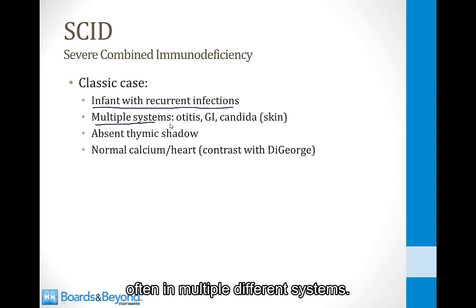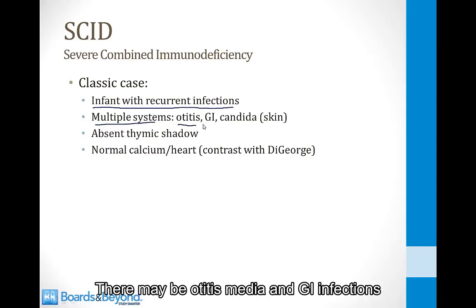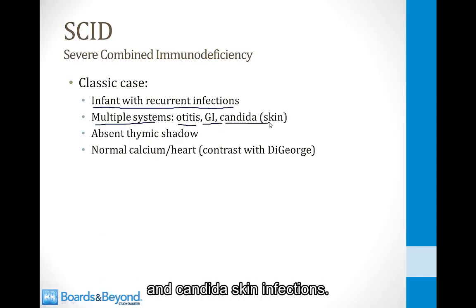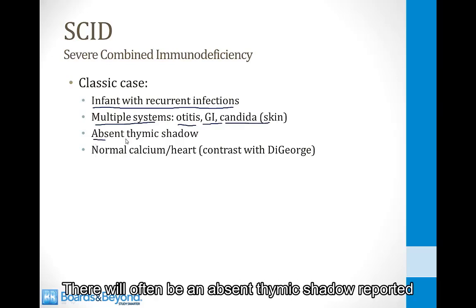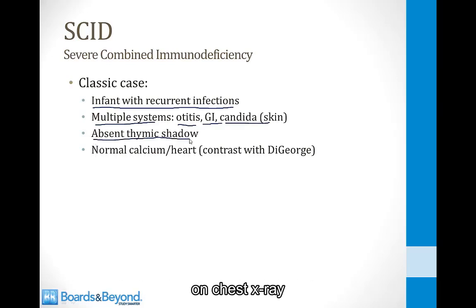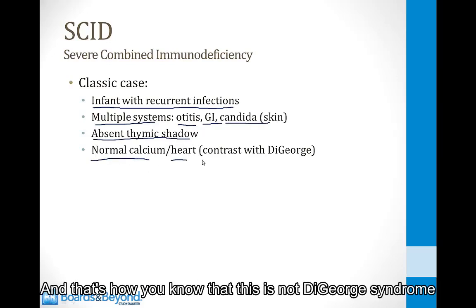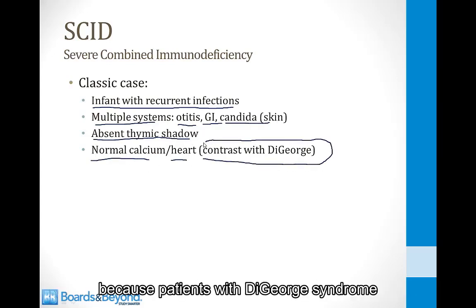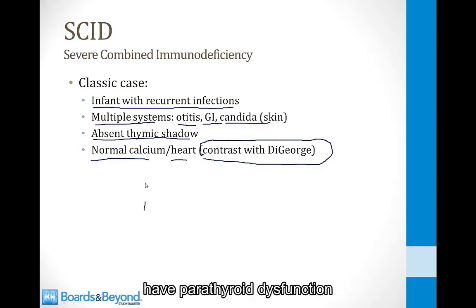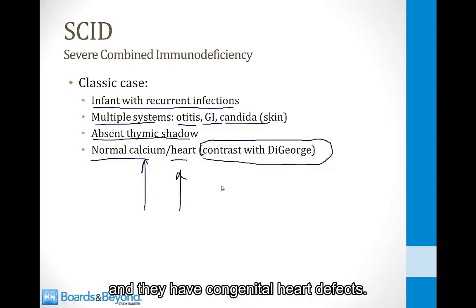So the classic case to know for your boards is an infant with recurrent infections, often in multiple different systems. There may be otitis media and GI infections and Candida skin infections. There will often be an absent thymic shadow reported on chest X-ray. And importantly, they will have normal calcium and a normal heart. And that's how you know that this is not DiGeorge syndrome, because patients with DiGeorge syndrome have parathyroid dysfunction that leads to calcium abnormalities, and they have congenital heart defects.